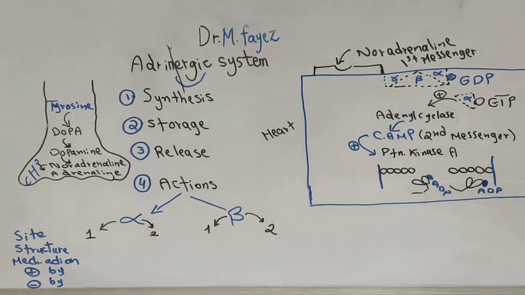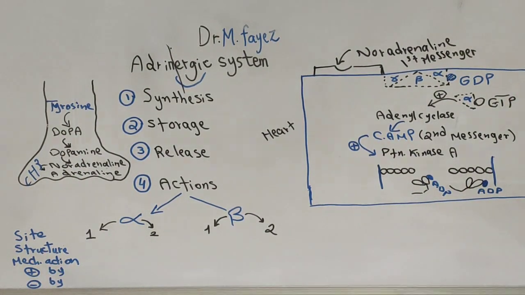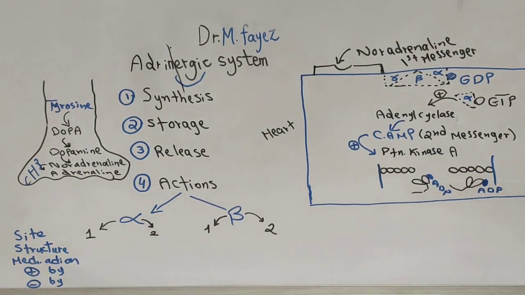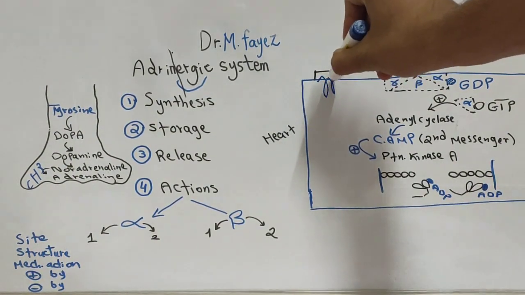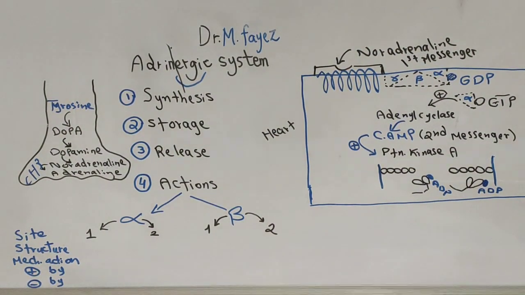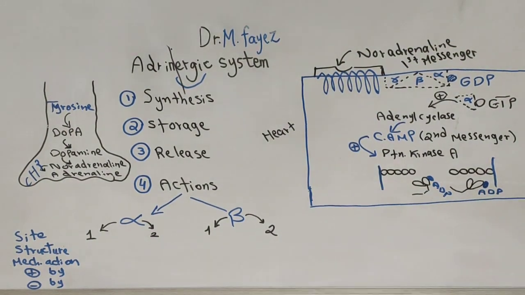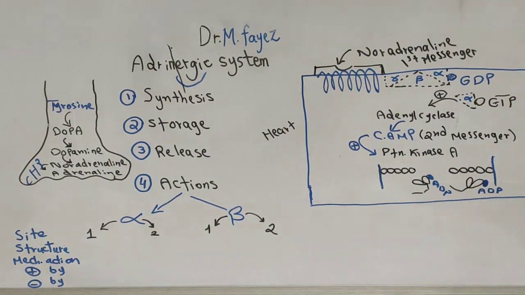For any receptor, we should talk about five main points: the site of the receptor, where it is found, and the structure of the receptors. All these receptors, whether alpha or beta, are serpentine. And I told you before that they are spiral in shape, like a coil, which is the inner structure of the receptor. It traverses the membrane 7 times, as if you are sewing with a needle. So this is important. All of them are serpentine, similar to the muscarinic receptor.